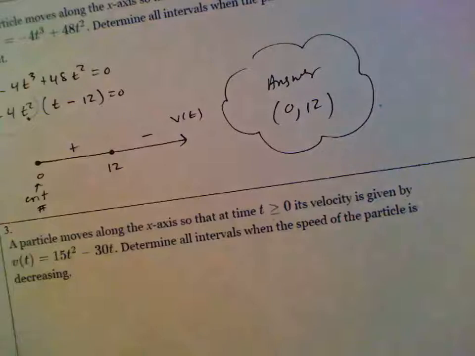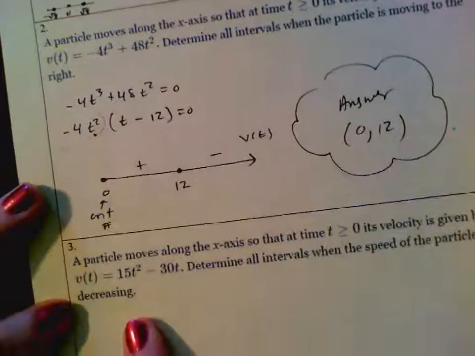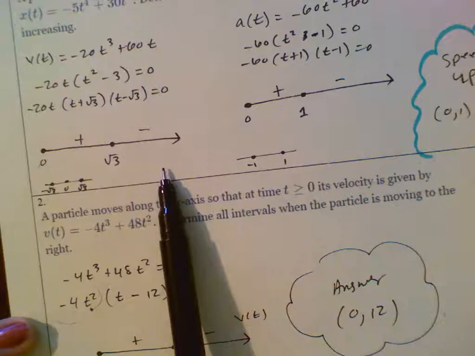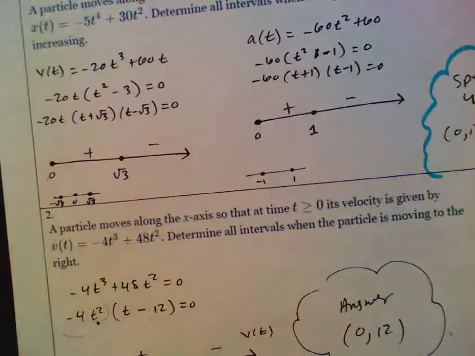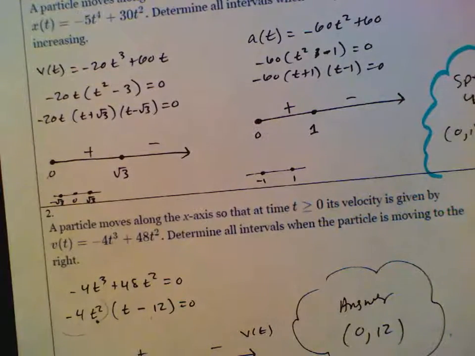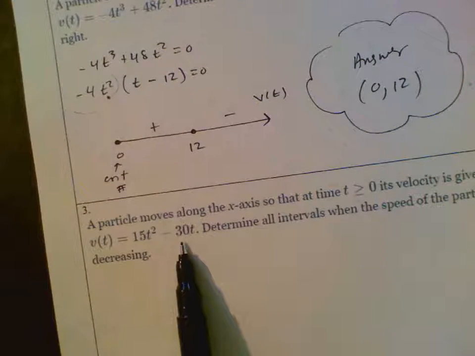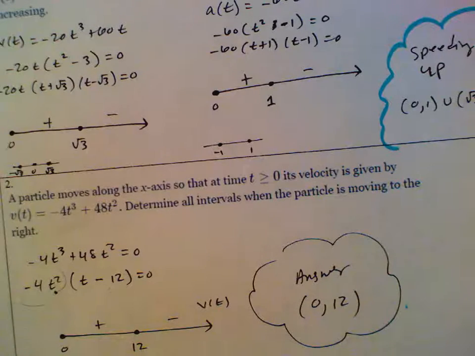So a particle moves along the x-axis, and at this time its velocity is given by this. Determine all intervals where the speed of the particle is decreasing. Guys, this is very similar to the first problem, except instead of having to take the first derivative, we've got the first derivative. So you could just go directly to finding the zeros of this in a number line, and then you take the second derivative, which is acceleration, and then do the same thing. And then the speed of the particle is decreasing, so slowing down is what that means. So you'd be looking for opposite signs.